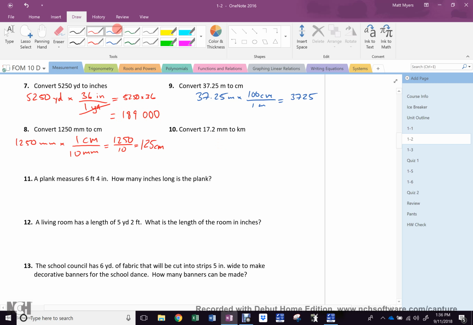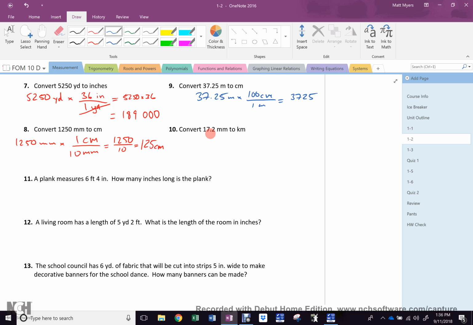Now, what is the problem with 10? Why? It's not on the chart, is it? Because it's a stupid measurement, isn't it? We would never measure 17.2 millimeters in kilometers. That's a math class question, isn't it? That is there exclusively to show me that you can figure it out.